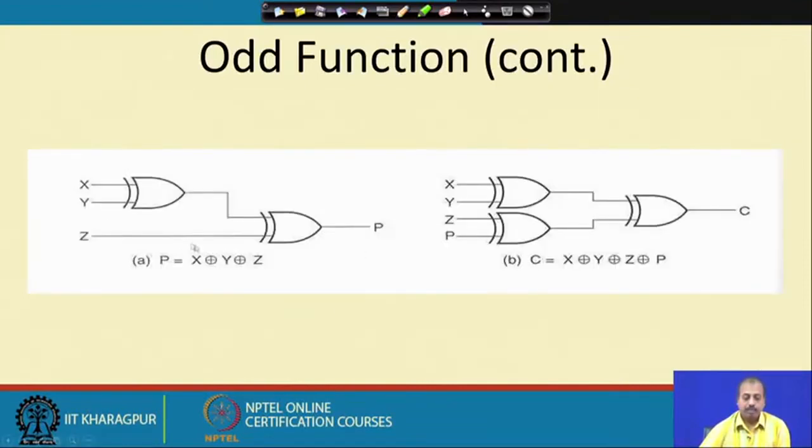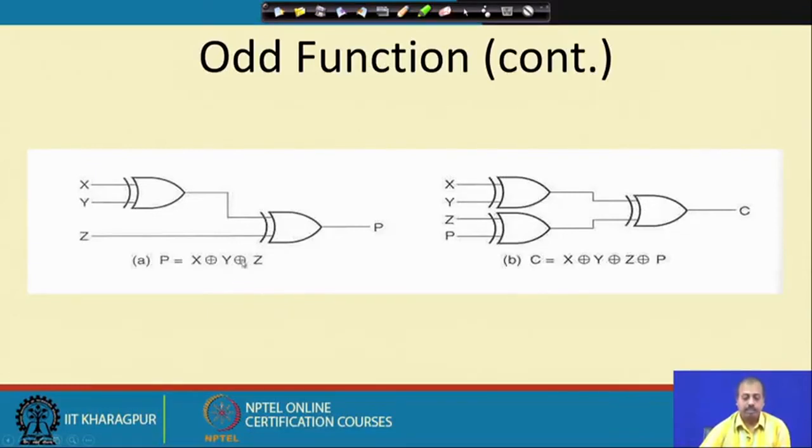So, you can realize these odd functions like this. So, this x XOR y coming here and x then z. So, x XOR y XOR z. So, we can realize by means of 2 XOR gates. If I take 4 variables x, y, z and p, then x and y can be XORed first, then z and p can be XORed and then those two outputs can be XORed. And it does not matter in whatever order we do it.